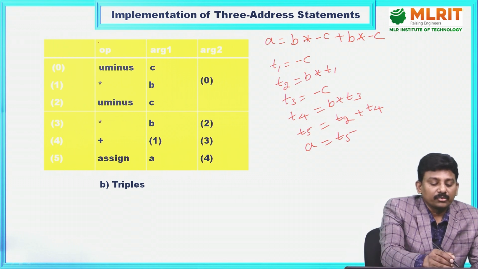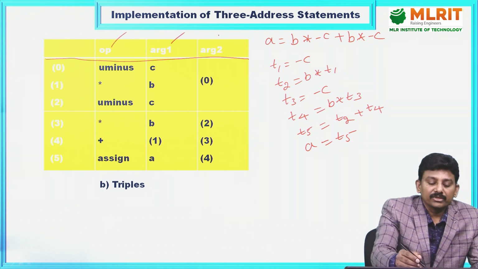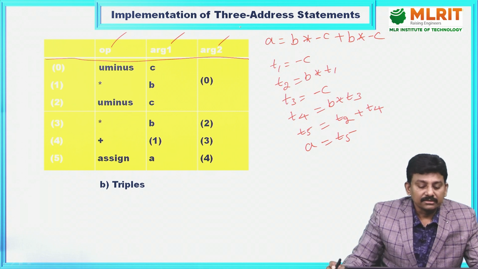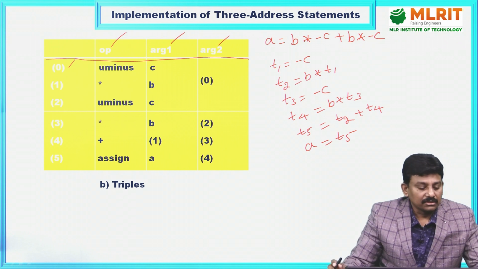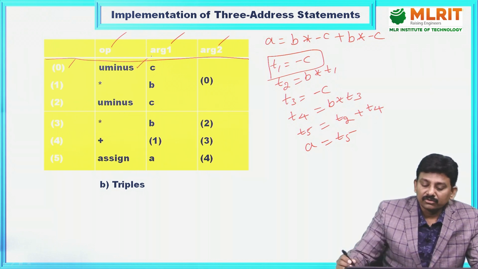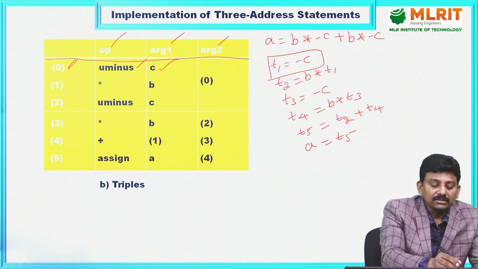Now, a triple will contain only 3 fields. The record will contain 3 fields: operator field, argument 1, argument 2. There is no result field in the triples implementation of 3 address statements, but instead of using temporary variables, we can use the location. First statement, T1 is equal to minus C. Here minus is the unary minus operator, C is the argument 1. So, the operator field will contain unary minus, argument 1 will contain C, and there is no result field. The value of the temporary evaluation will be available in 0th location.